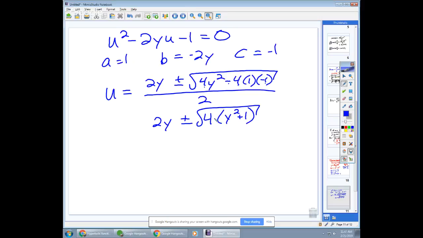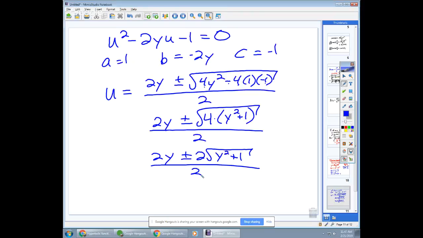And I like that because what's the square root of 4? 2. And so I have a 2 in the denominator, but now I have 2y plus or minus twice the square root of y squared plus 1 over 2. And guess what happens to those 2's? They cancel. They all divide out. Because I can factor 2 out of the bottom to cancel the 2 in the bottom. So now I have y plus or minus the square root of y squared plus 1.